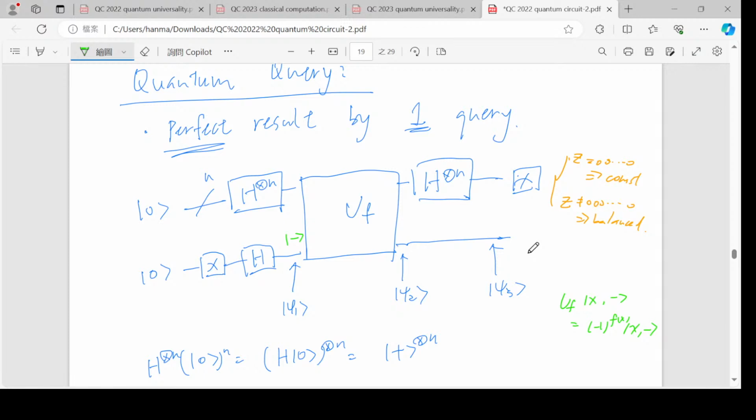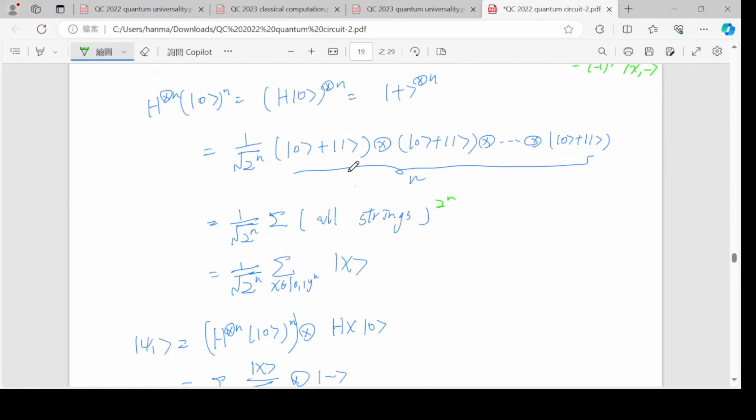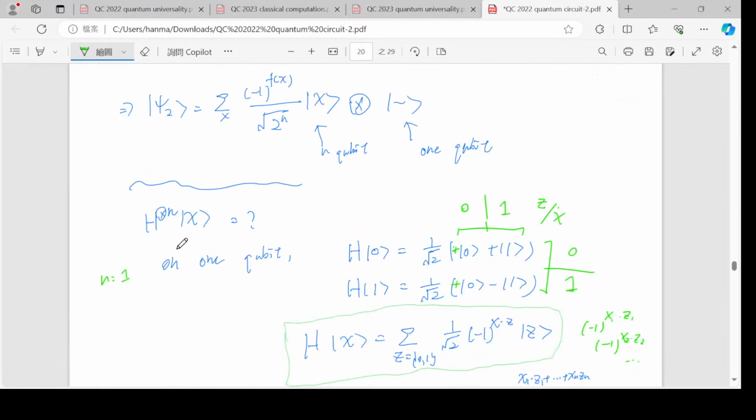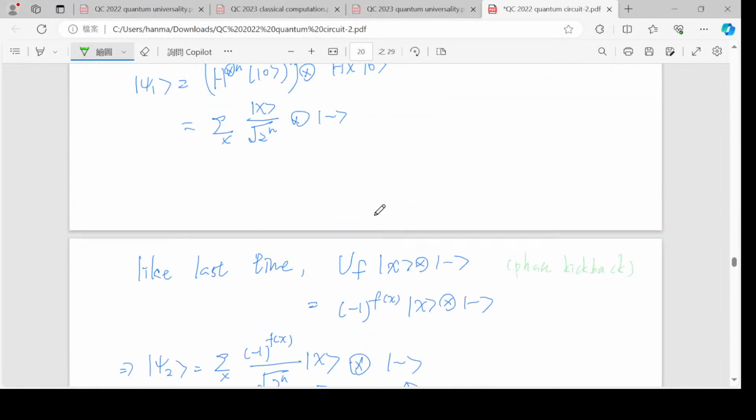Any questions? Okay. If there are no questions, I think we can keep going. We still have about 10 minutes until our break time.